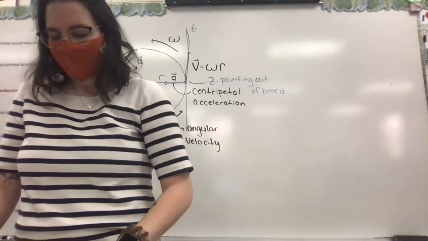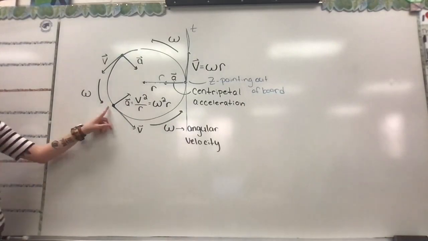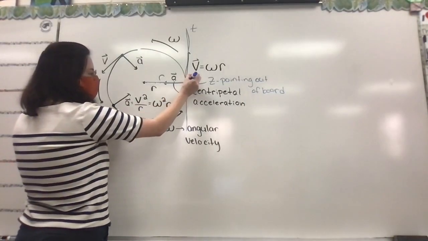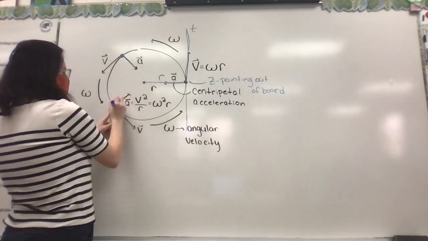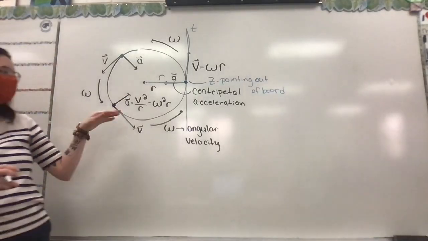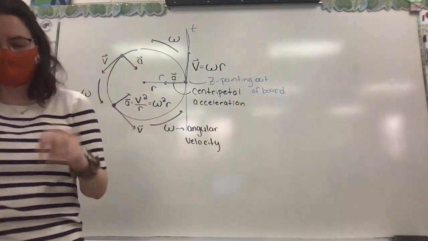All right. And when you hear about an origin, it's going to be where the particle is located. So this would be an origin at some time. This would be the origin at another time. This would be the origin at another time. And so on and so forth. Wherever the particle is located at that point in time is what we're going to consider our origin point.